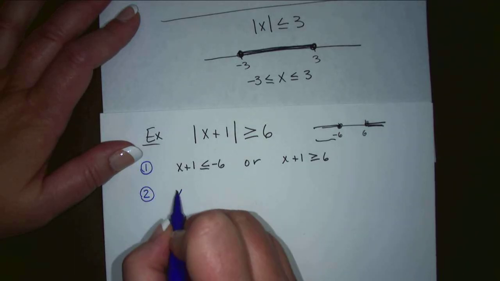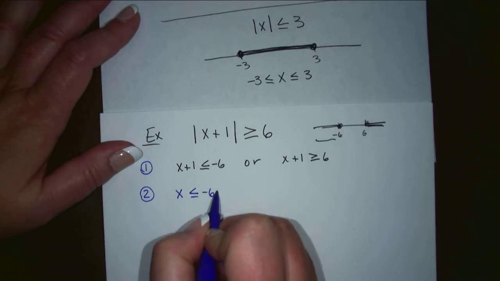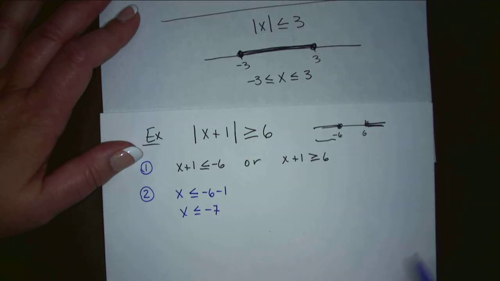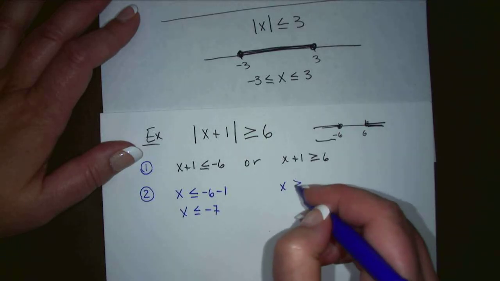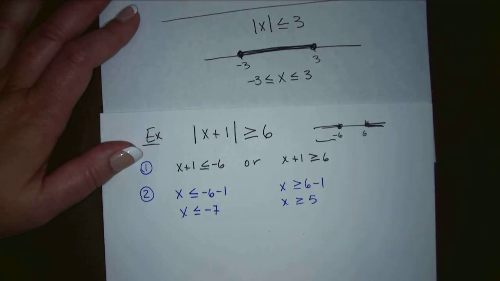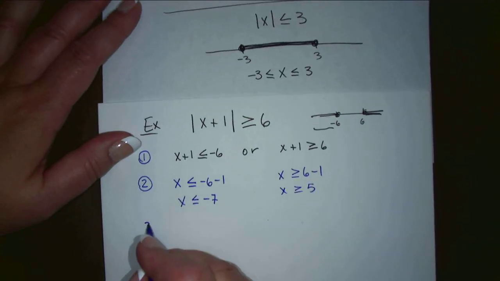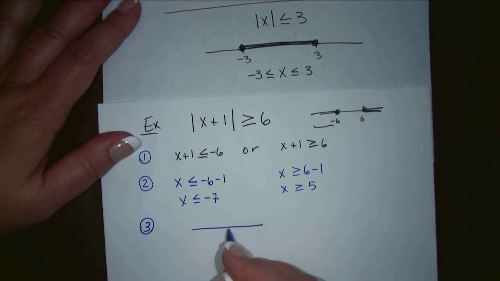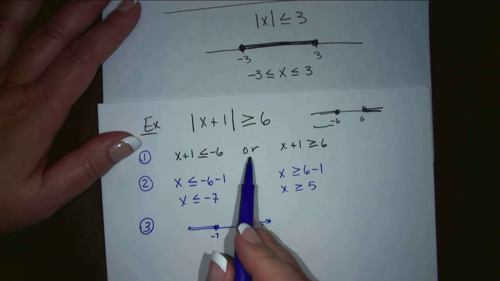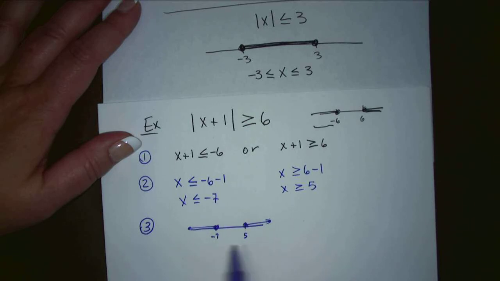So this will be x is less than or equal to -6 minus 1. And that's it, that's solved. Solve the other. So here's our 2. Step 3 is to look at them on a number line, just a rough sketch to see where it goes. So greater than 5 is this way, and here it was an or, so both of those are okay, and that would be your answer.